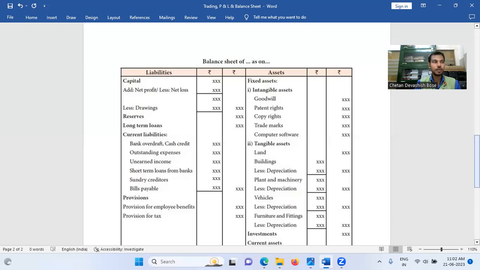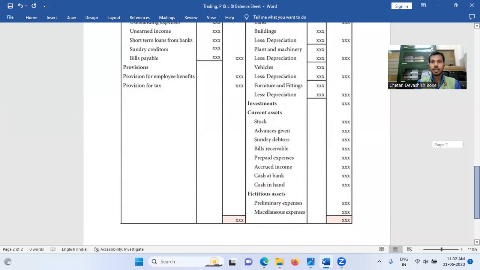Now, let's move to the next. Investment. Remember, here when we say investment, it means we are talking about long-term investment. Investment wherein we cannot withdraw the amount easily. A company has an option to invest in the equity of another company, the preference shares of another company, or the debentures of another company, or else in a fixed deposit. So they are a part of investment.